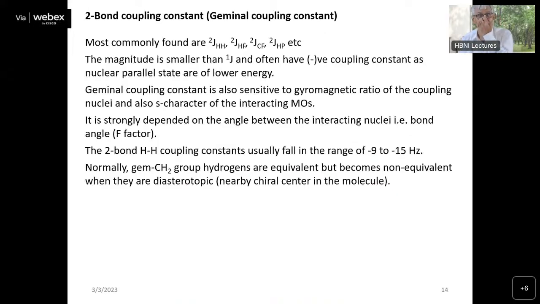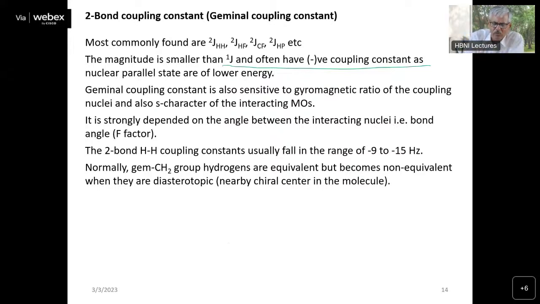Now we'll go to the two-bond coupling constant. We call this a geminal coupling constant. The magnitude is, of course, smaller now that you have added one more bond, and I have already told you that it will be a negative coupling constant. In case of one bond it was positive, for two bond it is negative, right? Because the parallel spins will have lower energy than the anti-parallel spin, and if you analyze the energy diagram carefully, you will see that is the reason.